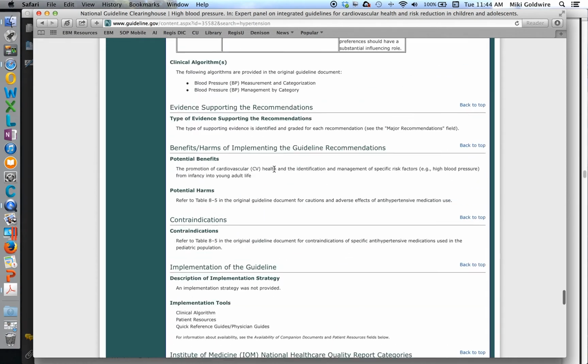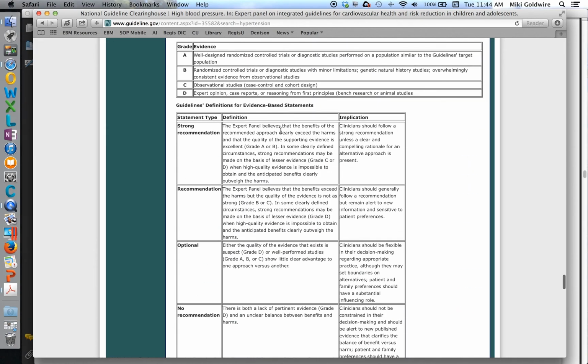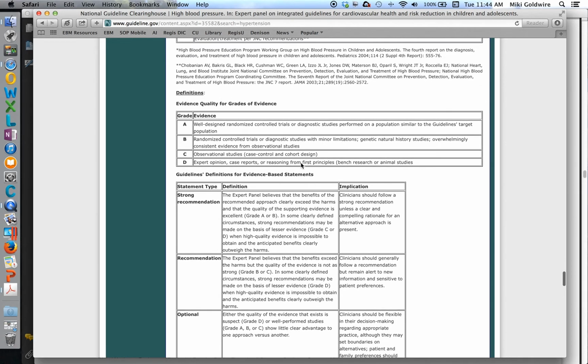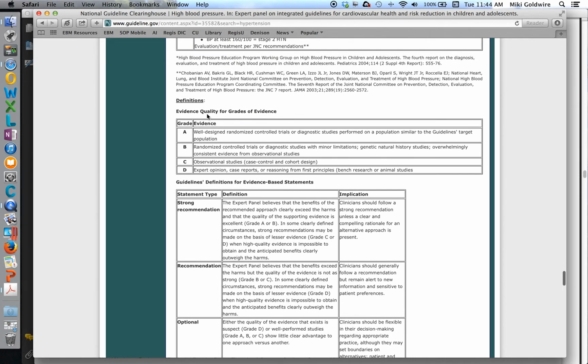And you can see when I thumb down, you can see the recommendations, the guidelines definitions for evidence-based statements. Again, this is very important. The evidence quality or grades of the evidence, A, B, C, D. Their bottom grade here is expert opinion.